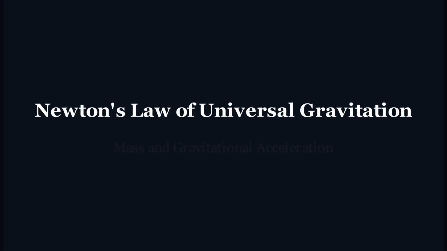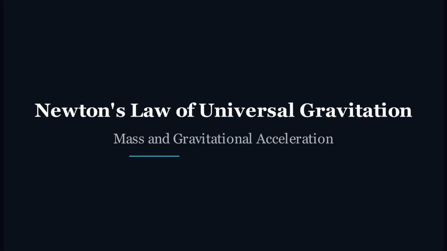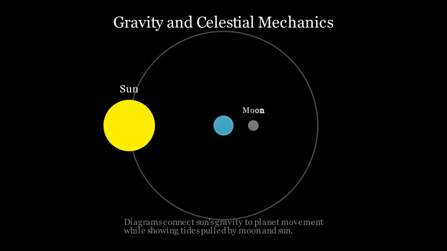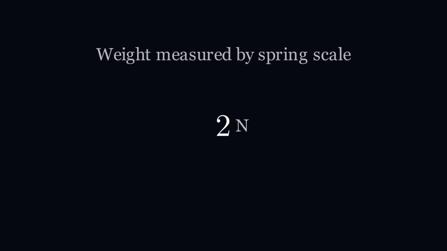Newton calculated that a larger mass requires greater gravitational acceleration than a smaller one. Diagrams connect sun's gravity to planet movement while showing tides pulled by moon and sun. The weight of an object on Earth is measured using a device called a spring scale.